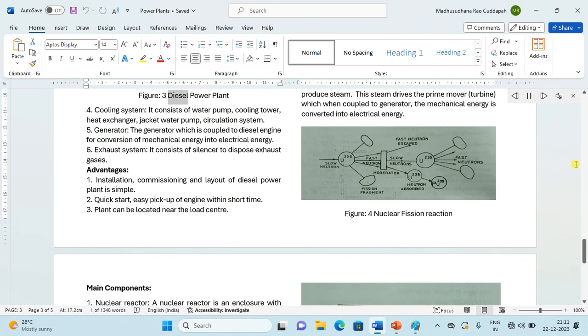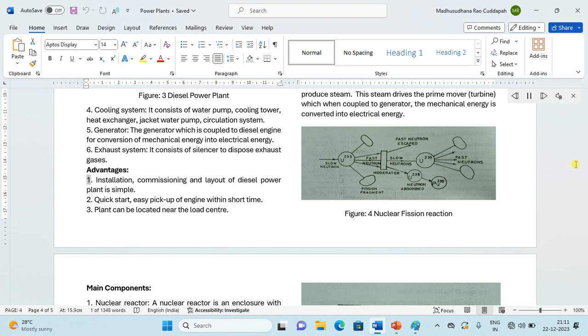Figure 3. Diesel power plant. 4. Cooling system, it consists of water pump, cooling tower, heat exchanger, jacket water pump, circulation system. 5. Generator, the generator which is coupled to diesel engine for conversion of mechanical energy into electrical energy. 6. Exhaust system, it consists of silencer to dispose exhaust gases.